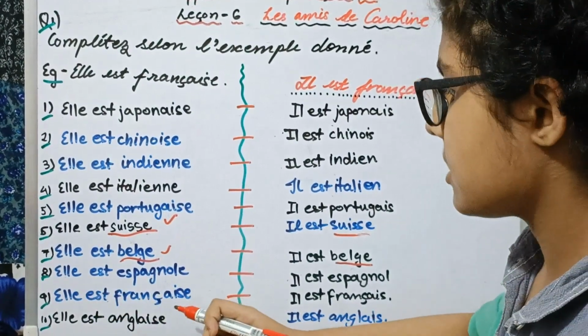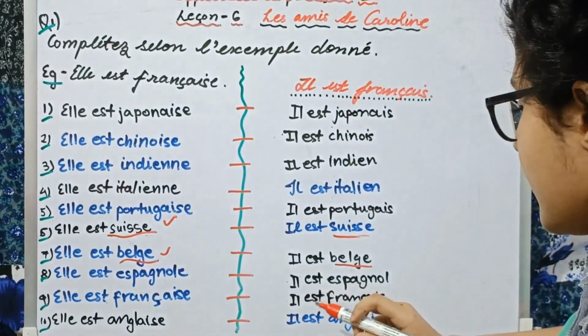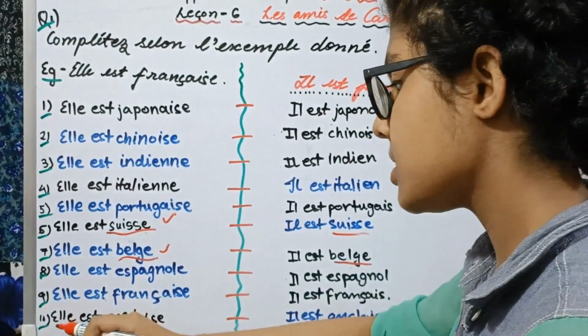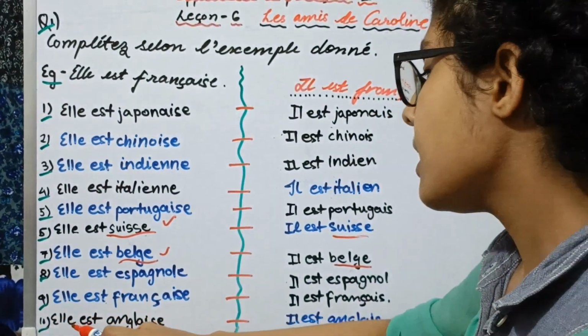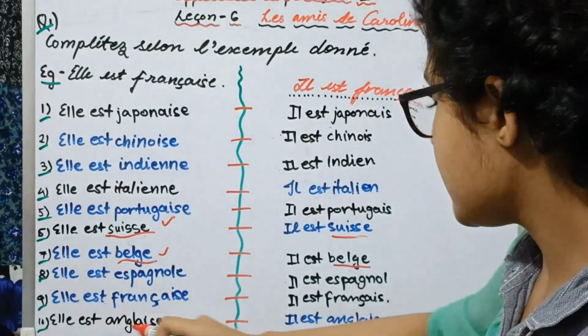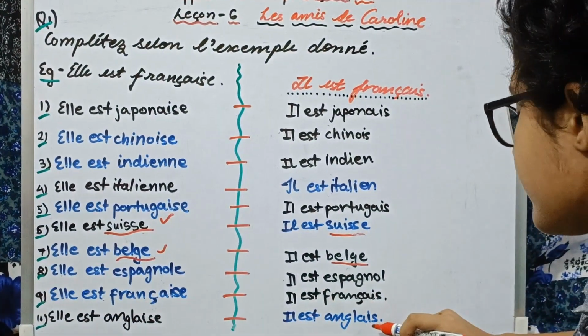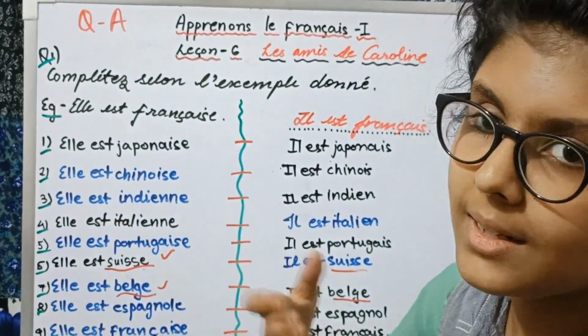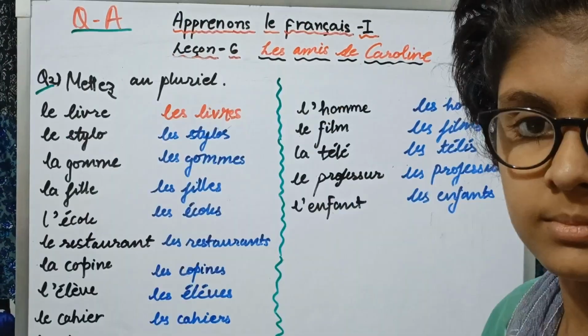Elle est française. She is French. Il est français. He is French. The last but not the least is the tenth one. Elle est anglaise. She is English. Il est anglais. He is English. So now we have completed question number 1 and let us go on to question number 2.